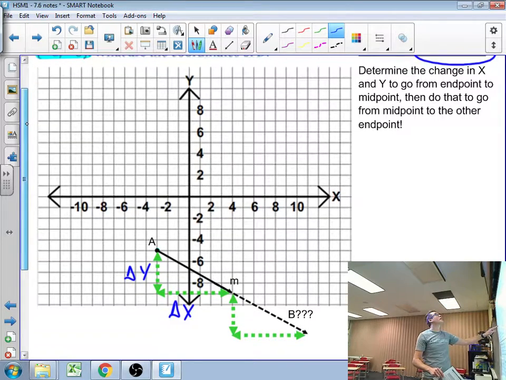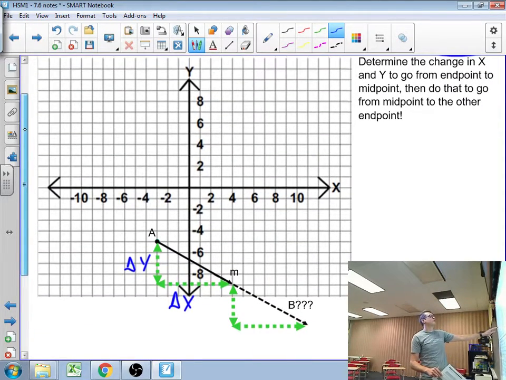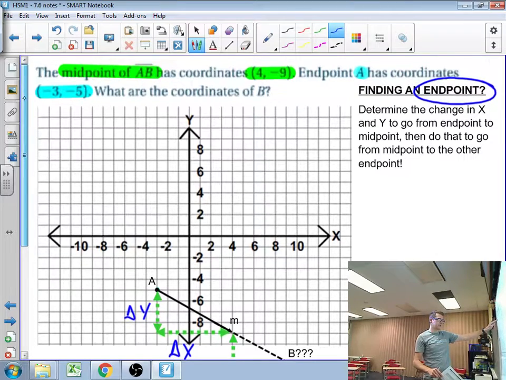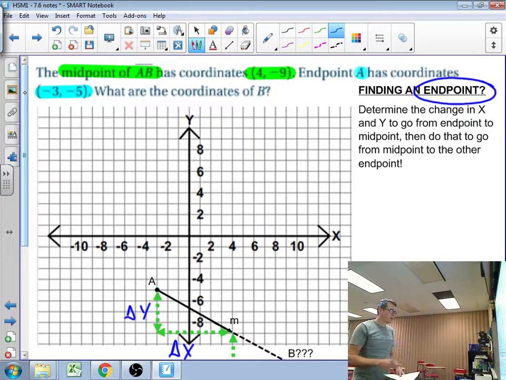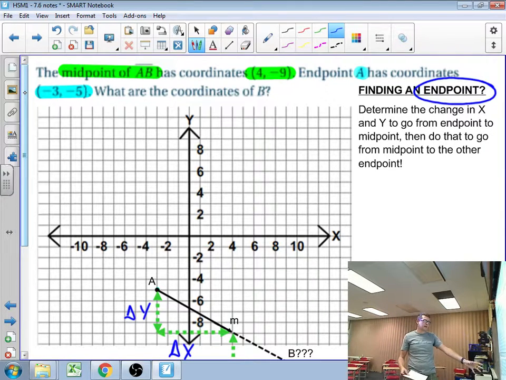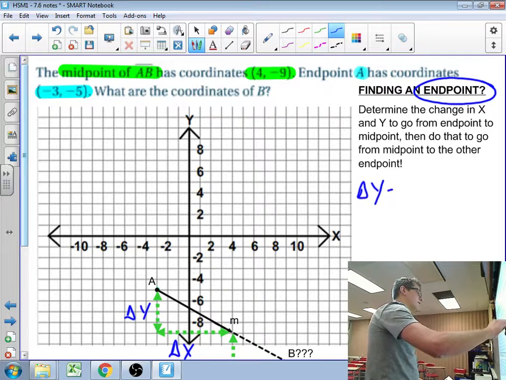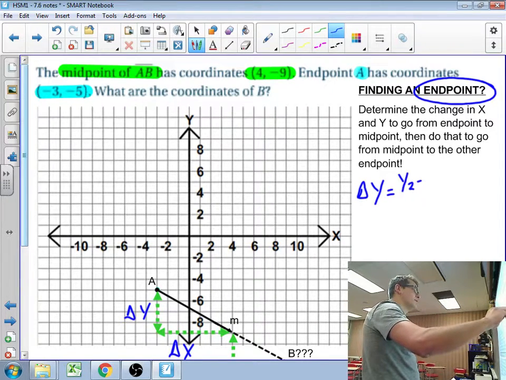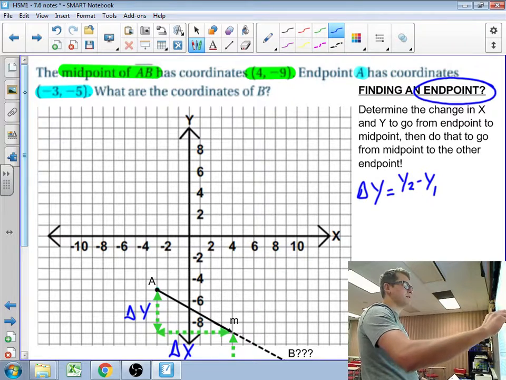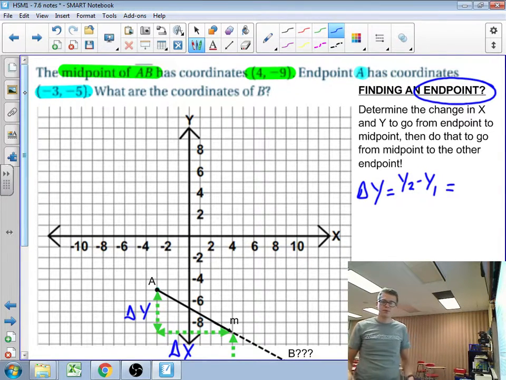To figure out my delta Y, I'm going to go ahead and scroll up for a second just so you can see our values. Figure out my change in Y going from A to the midpoint. I am talking about difference, right? So I could either look at the graph and say, okay, well, I went from -5 down to -9, or I can just say delta Y is always going to be Y2 minus Y1. The change in Y is going to be wherever you ended minus wherever you began.